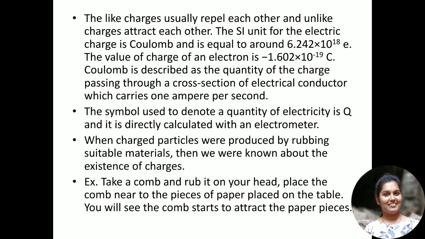Coulomb. Coulomb is described as the quantity of charge passing through a cross section of an electrical conductor which carries 1 ampere per second. The symbol used to denote the quantity of electricity is Q, and it is directly measured with a meter called an electrometer.